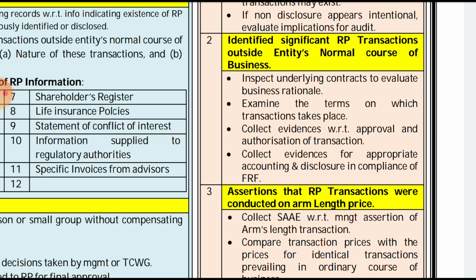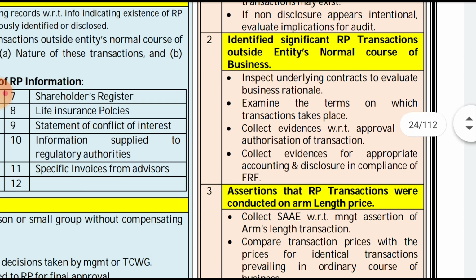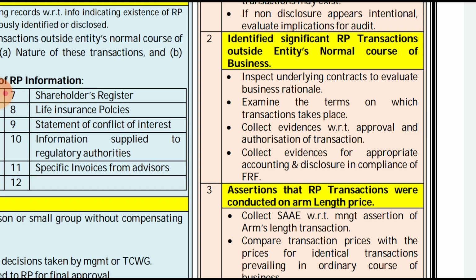So if the auditor has identified a transaction which is outside the entity's normal course of business, then inspect the underlying contract to evaluate the business rationale. Then examine the terms on which the transaction took place. Collect evidence with respect to the approval and authorization of the transaction. Then collect evidence for the appropriate accounting and disclosure in compliance with the FRF.